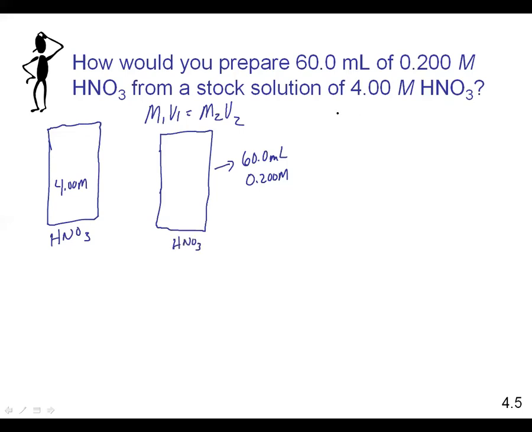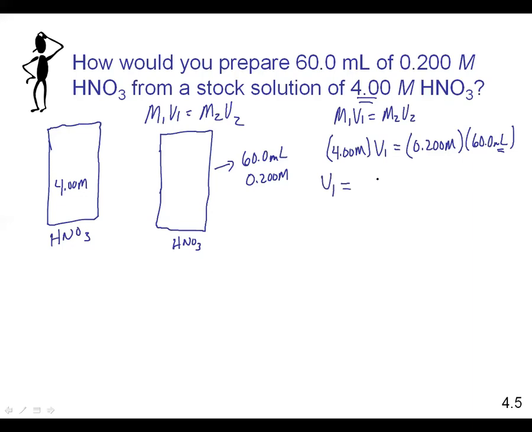So we could do M1V1 equals M2V2. Usually the more concentrated one is the higher molarity, so M1 would be 4 molar. V1 in this case is what we're solving for. M2 would be our more dilute solution, which is the 0.2 molar, and we're making 60 milliliters. I can leave it in milliliters because when I solve for V1, it equals 0.2 molar times 60 milliliters divided by 4 molar.